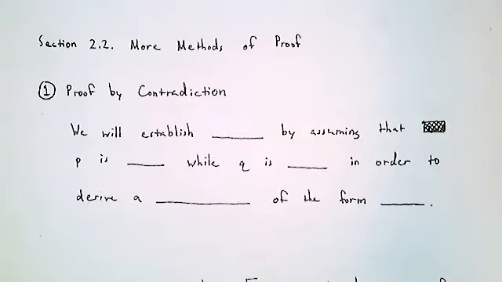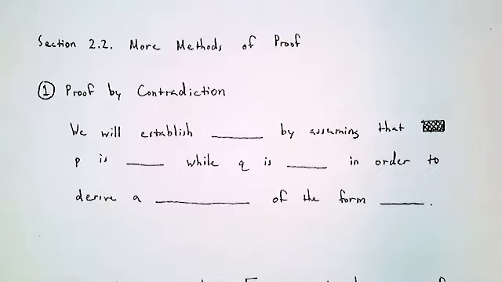So in section 2.2, we're going to talk about more methods of proof. In section 2.1, we learned how to prove something directly. And we also learned how to find a counterexample to show that a theorem is actually false. It's not really a theorem.